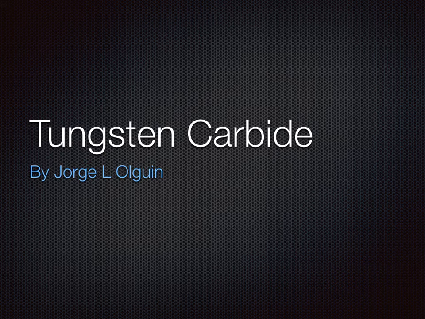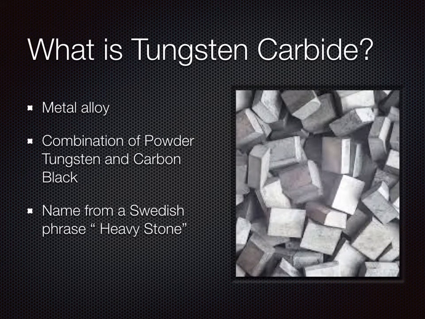My name is Jorge Olguin, and today I want to talk to you about tungsten carbide. First, what is tungsten carbide? Tungsten carbide is a metal alloy that does not occur naturally. It's technically produced by converting powdered tungsten metal with carbon black. Tungsten gets its name from a Swedish phrase that means heavy stones, after its heavy weight and strength.